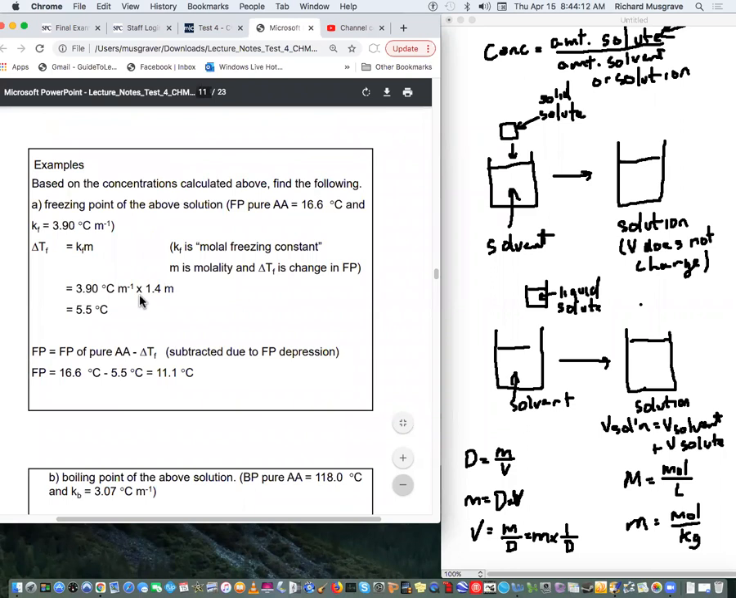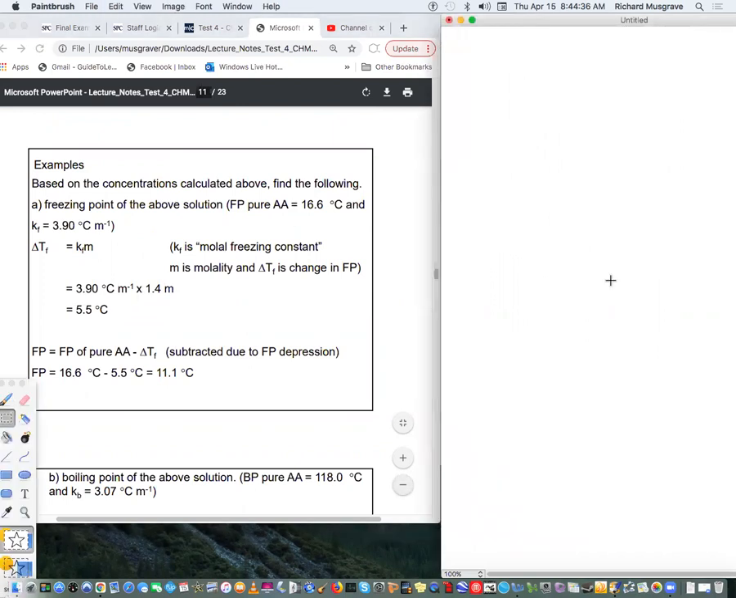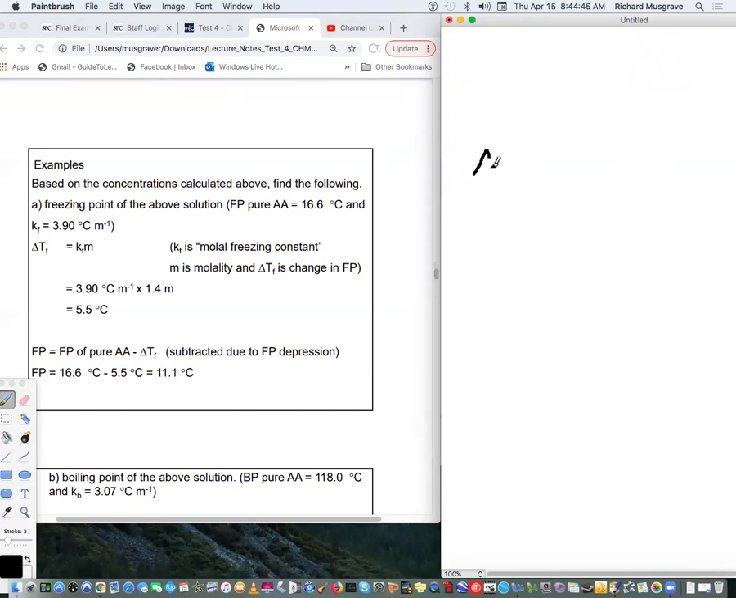Now what we are given here is the freezing point of pure acetic acid, which is 16.6 degrees Celsius. And we're also given the Kf, which is 3.90 degrees Celsius per molal. So that's the molality that we're using there. So in order to calculate delta Tf, we're using this formula. Again, this is a formula you'll be given.